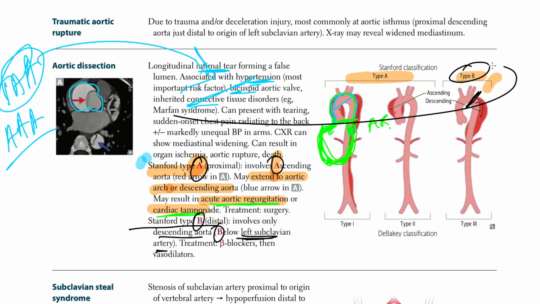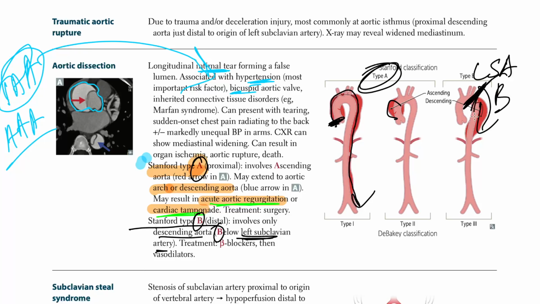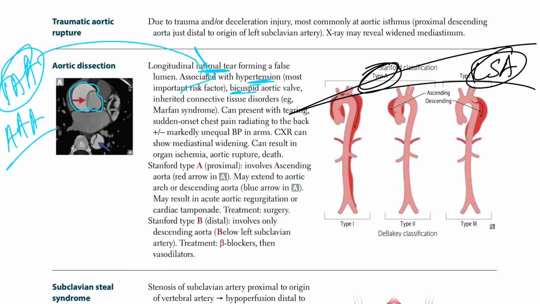But if you look at this picture, this dissection is also coming below. But where does it initiate? It initiates here at the very start, in the ascending aorta, then it goes below all the way. What are you going to call it? Are you going to call it type B right away? No. Where does it initiate? This one is initiating in the ascending aorta, so you call it type A. Right after the left subclavian artery, type B. B for below the left subclavian artery, right? So that is what you have.